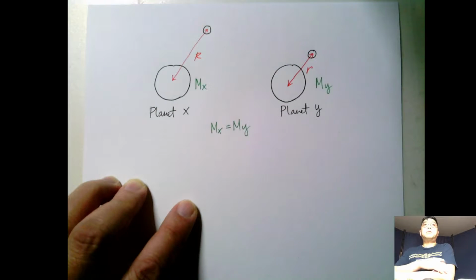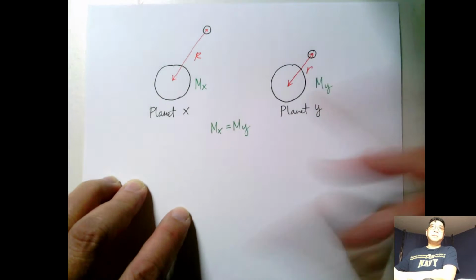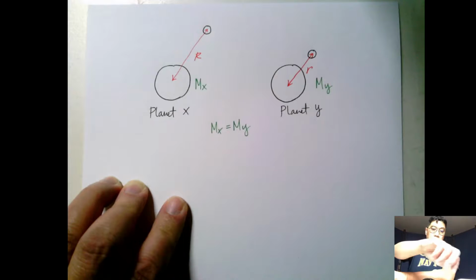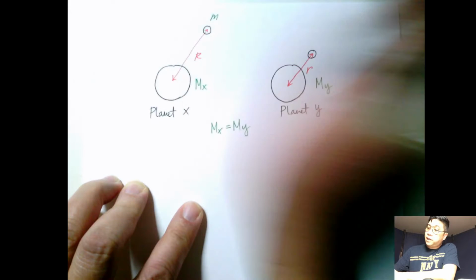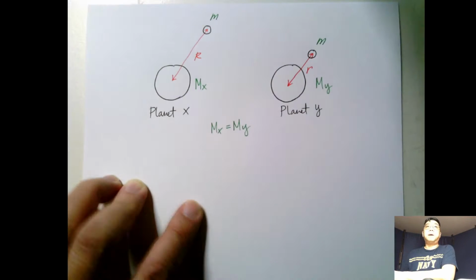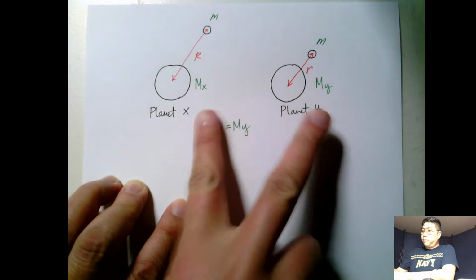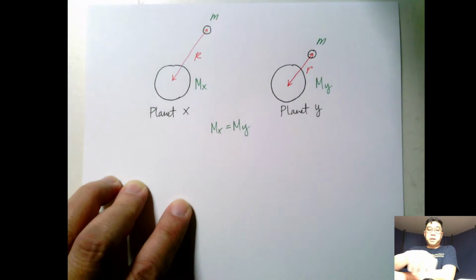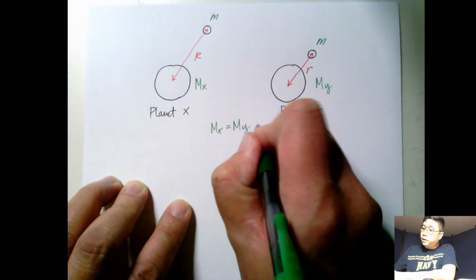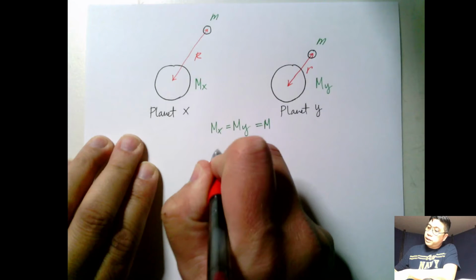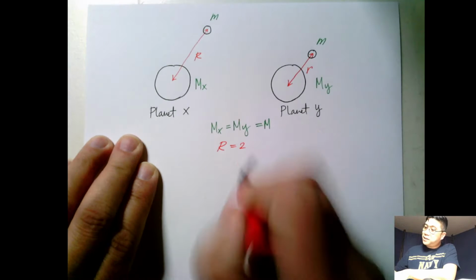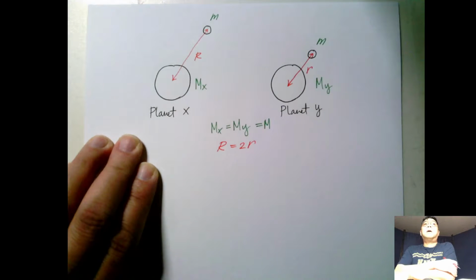It's obvious in our illustration that on planet Y, the distance between the satellite and the planet is smaller, and the mass of the satellite is identical in both cases. Mx and my are equal, so we can just call it uppercase M. Now the comparison is about the displacement, the distance. What if we say that uppercase R is twice the distance of lowercase r?